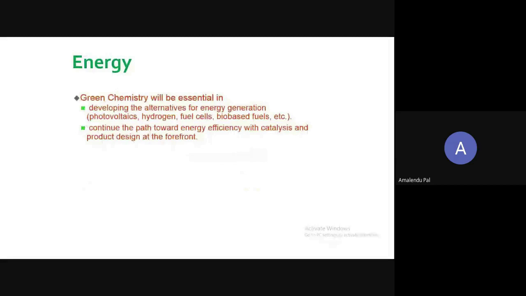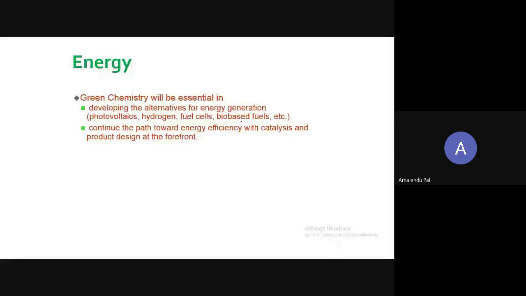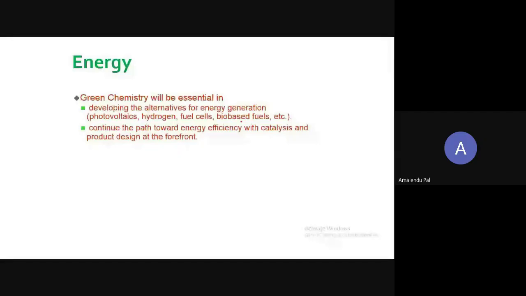Another thing, green chemistry will be essential in developing alternatives for energy generation: photovoltaic cell, hydrogen cell, fuel cell, biomass fuels. All our aim is that with green chemistry we generate energy without using non-renewable energy sources. So this is very good. Continue the path towards energy efficiency through catalysis. We have to use some catalysis, so energy efficiency increases. Then product design at the forefront. Product design is also very important.